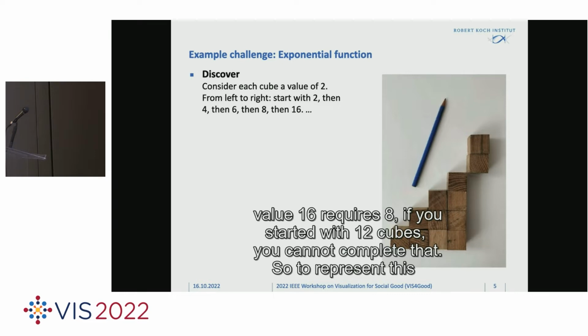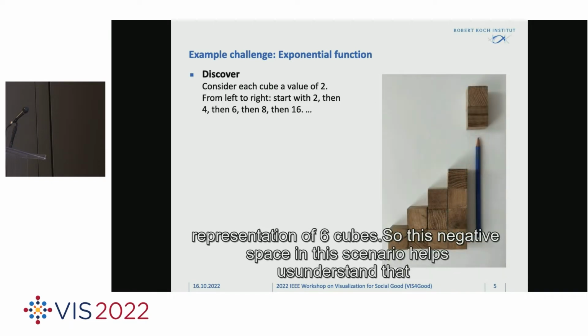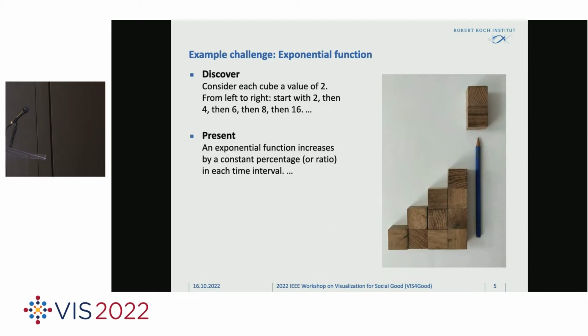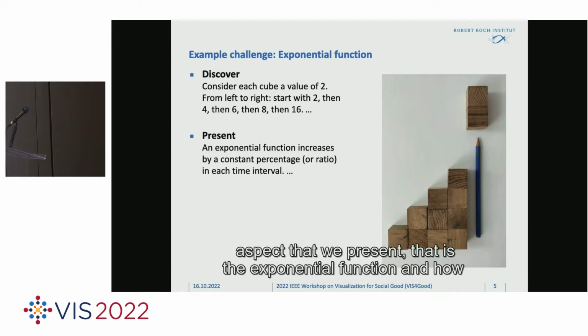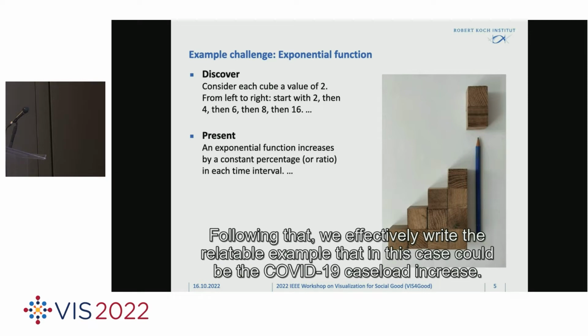So to represent this difference, you may need more cubes or blocks, or may actually end up using the pencil as a representation of 6 cubes. So this negative space in this scenario helps us understand that aspect that we present, that is the exponential function and how it increases by a constant percentage or ratio in each time interval. Following that, we effectively write the relatable example that in this case could be the COVID-19 caseload increase.